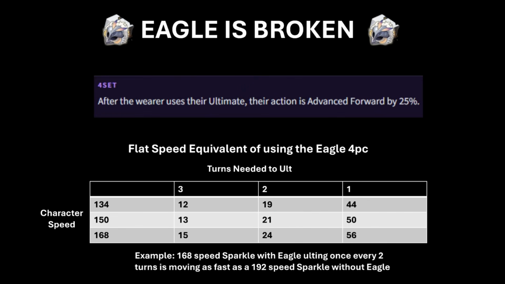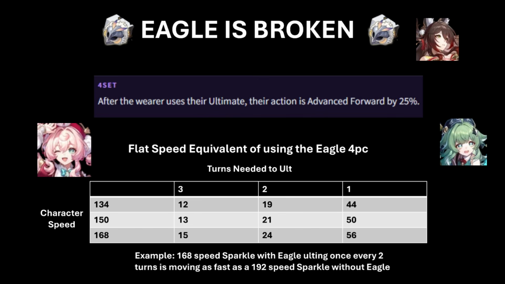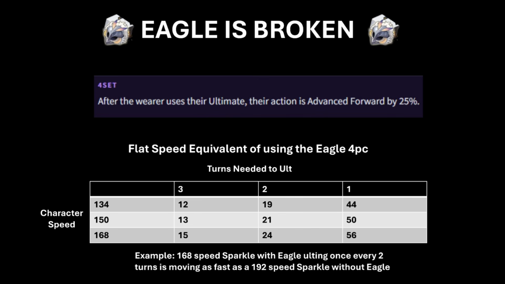Anyway, instead of speed percent bonuses, you could equip Eagle, and in the worst case scenario, get a similar amount of effective speed as long as you can get an ult once every 3 turns. Most characters can do that, and the pace is common for characters like Hyacinth, Huohuo, or Fugue. However, Eagle is even better than that because getting an ult every 2 turns makes the advance from Eagle equivalent to 19 speed. A lot of supports can do this.